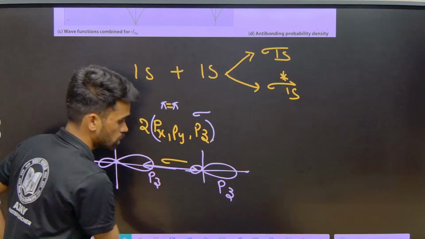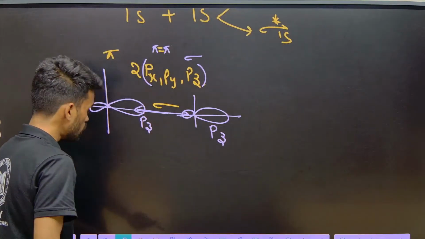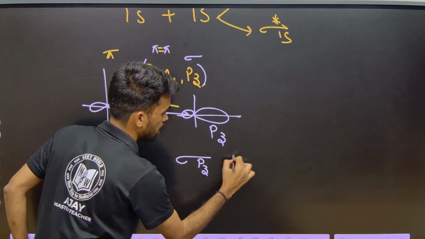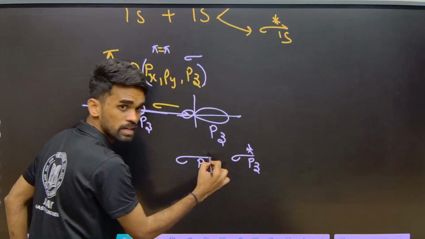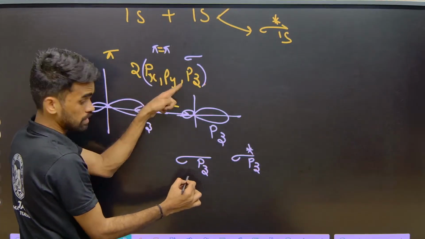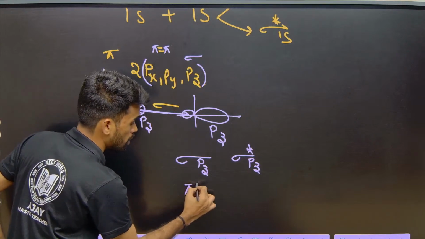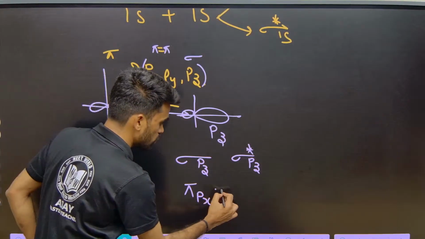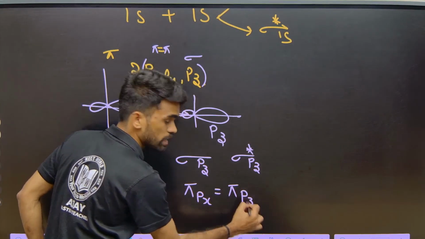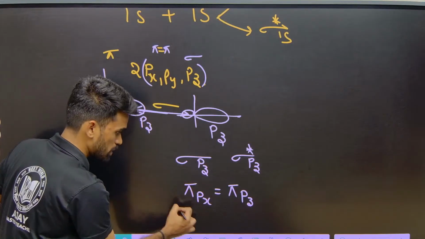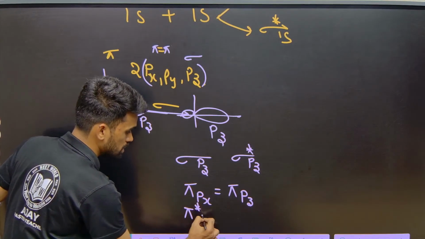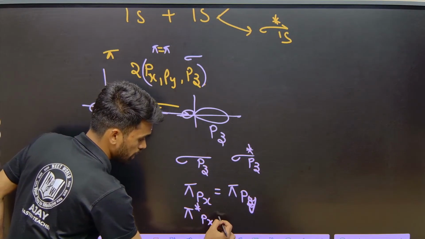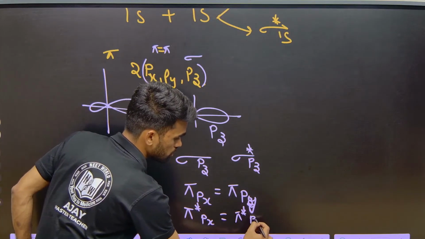Yes or no? So now what is going to happen? When pz overlaps, you get sigma pz and sigma star pz, right? And other than this, those will form pi. So pi px you will get, along with this you will get pi py also at the same time. Yes or no? So with respect to antibonding, it means pi star px, pi star py, like this.